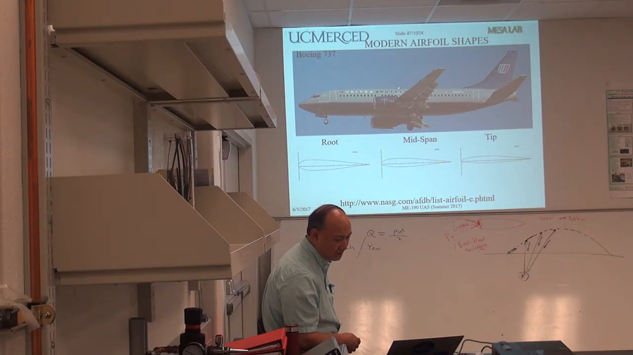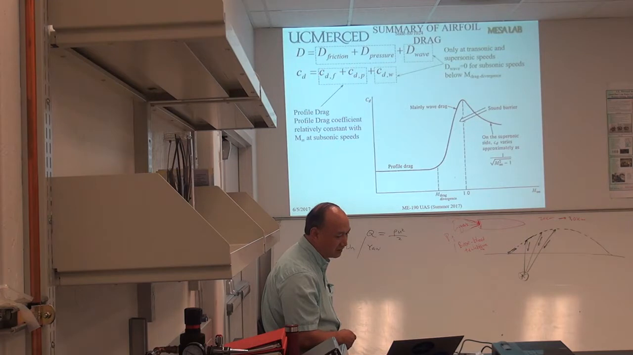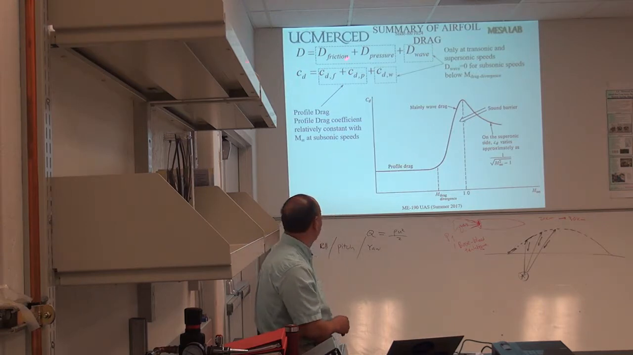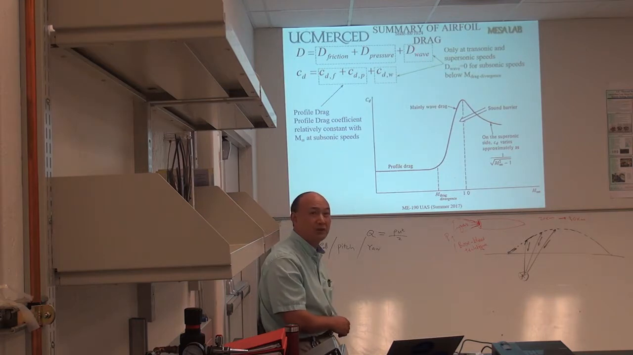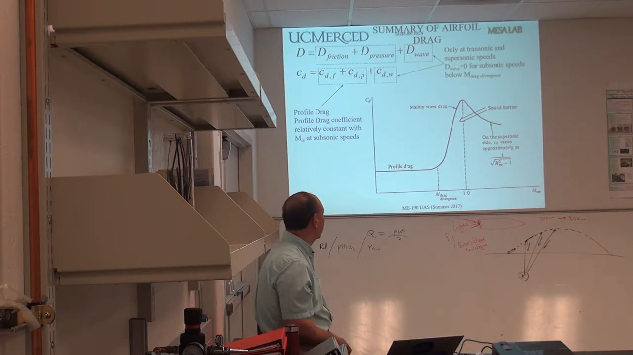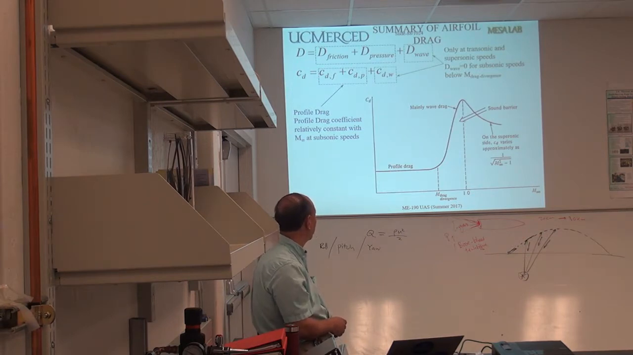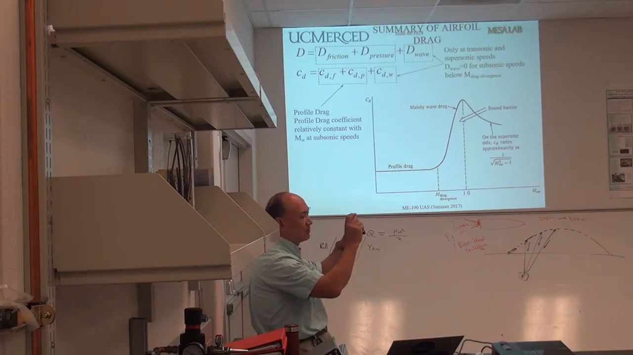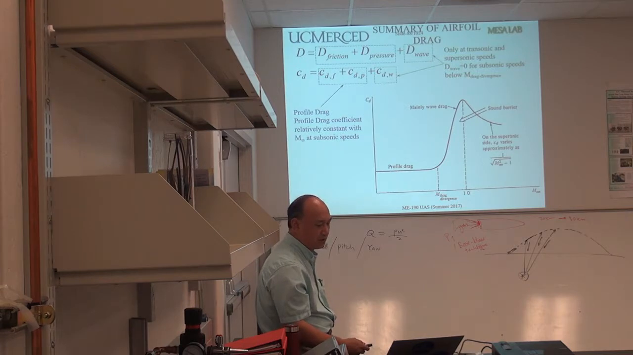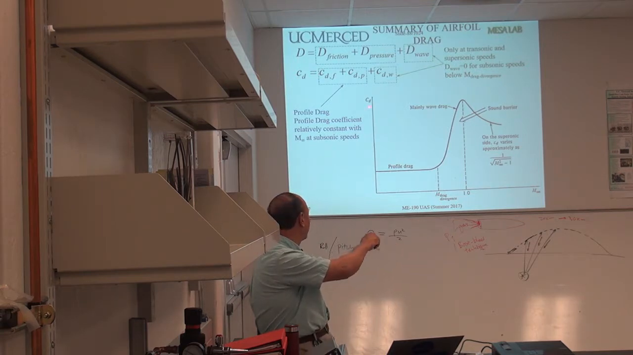All right, so let me summarize our airfoil. Again, airfoil drag is actually due to friction and pressure. We will explain that later on. We talk about shock wave or transonic region, the bubble effects. For very low speed, you don't have this. Okay, so CDW, CDF: friction, pressure, and wave. These two are called profile drag. The profile drag is relatively constant with Mach at very subsonic speeds. That's why it's called profile drag. It's only dependent on your geometry, okay, geometry. And we have seen this curve multiple times. I hope you will memorize this, because this is the Mach number, this is the drag coefficient.